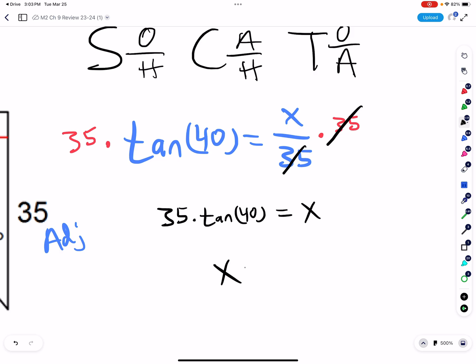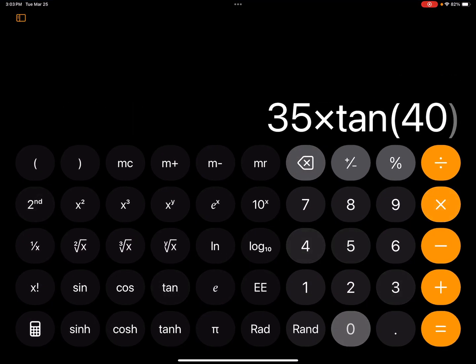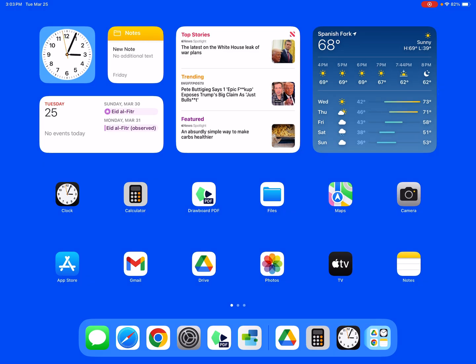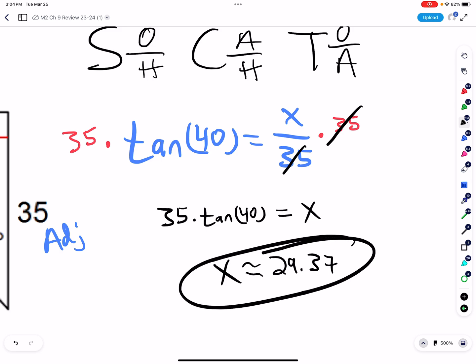So now we're ready to type that into our calculator. So 35 times the tangent of 40. And we get 23.37. So that is the length of our missing side.